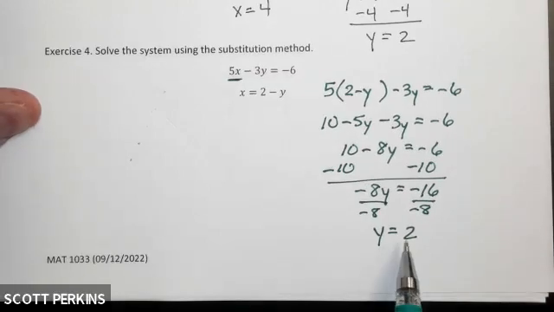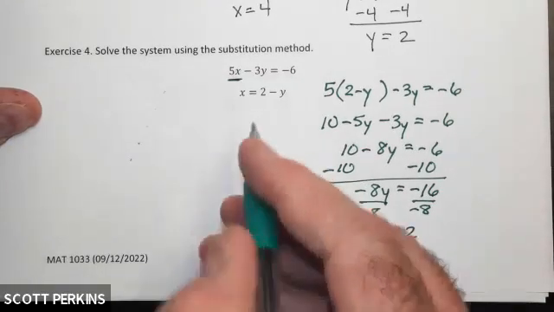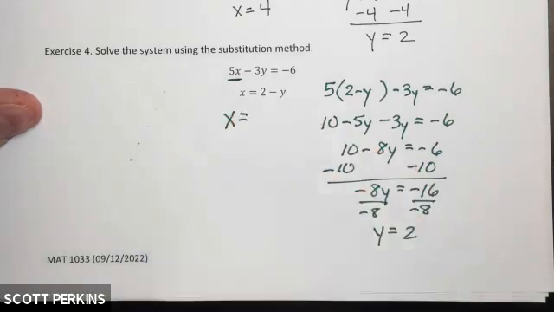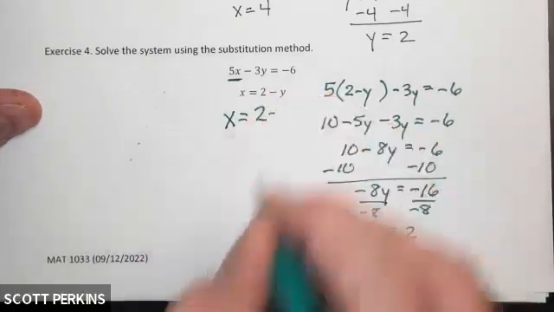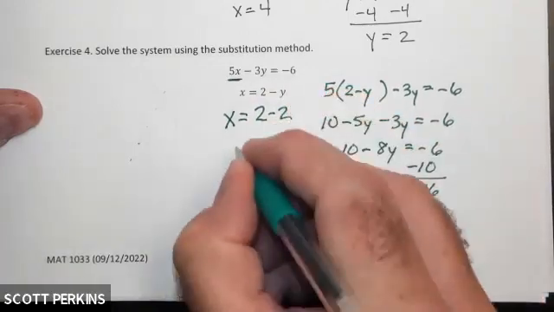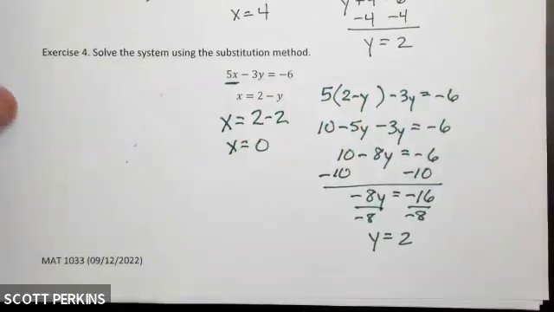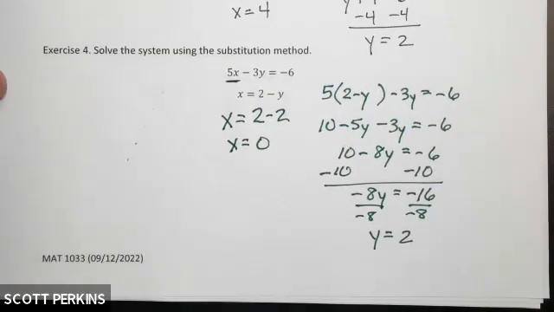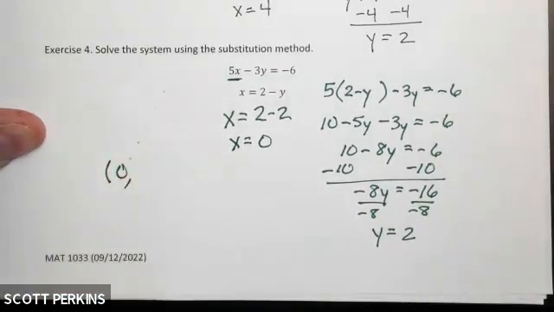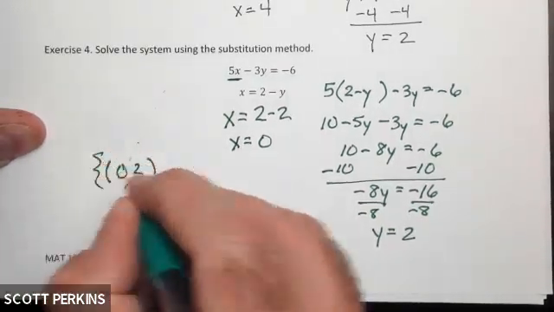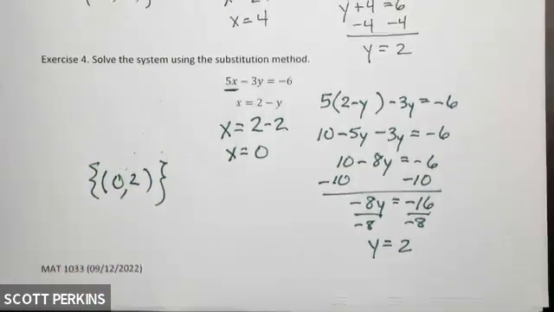And now I'm going to take the y value of 2. I'm going to go back up to the other equation to figure out the x value. The x value is 2 minus whatever the y value is, which is 2. And so the x value is 0. All right, so that's our solution. The x value is 0. The y value is 2. I'm going to put some braces around it. And there's my solution set.